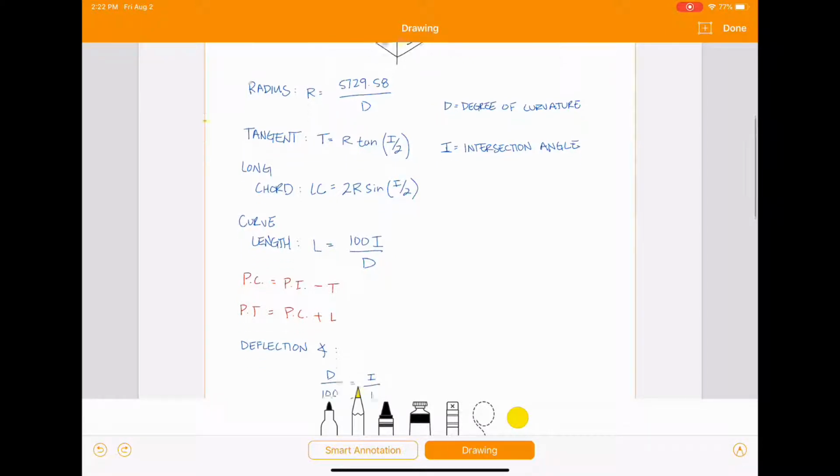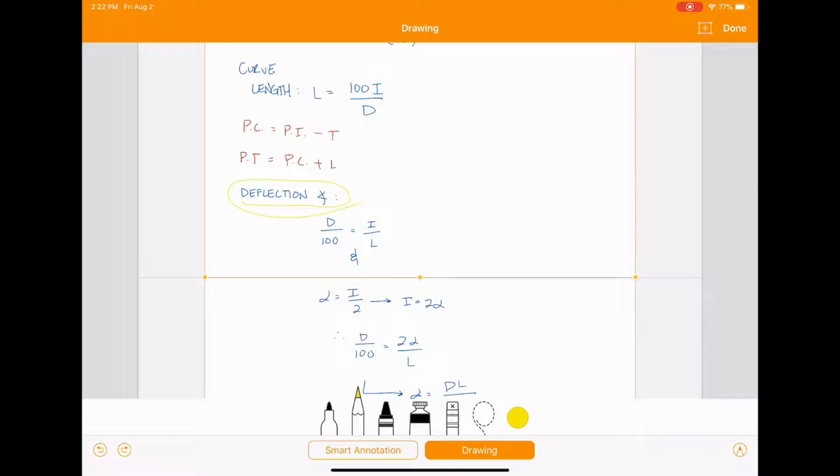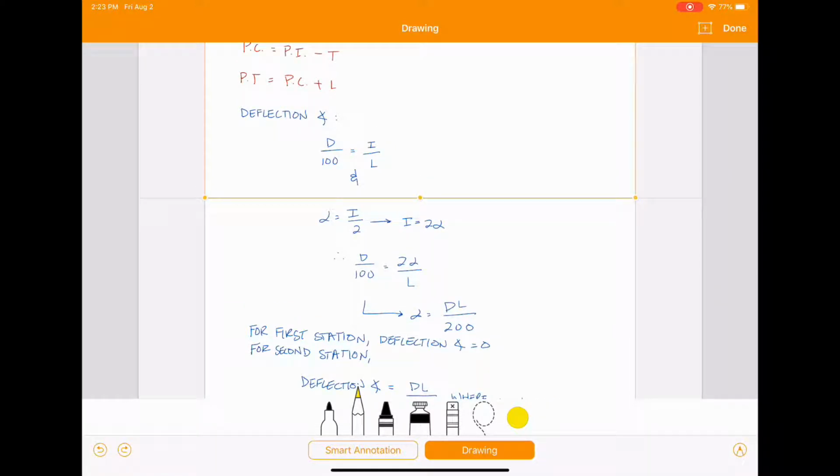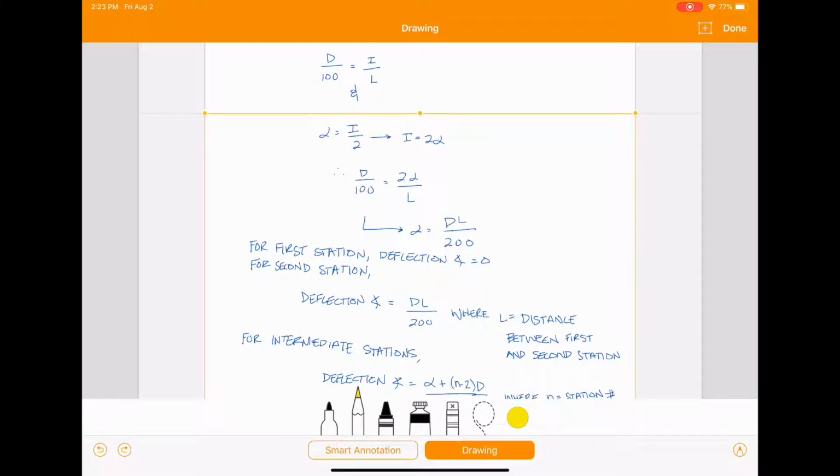Now, when you're filling out the field notes for this, you're going to have to know the deflection angles for your curve, so that way you can set up your curve, like stake it out if you were out there surveying this in real life. And so I just, at the beginning here, derived for you how to find alpha here. So once you have alpha, for your first station, your deflection angle is going to be 0, because that's where you're starting out. And then for your second, your deflection angle is just going to be this alpha right here. But instead of L being your length of curve, it's going to be your distance between your first and second station.